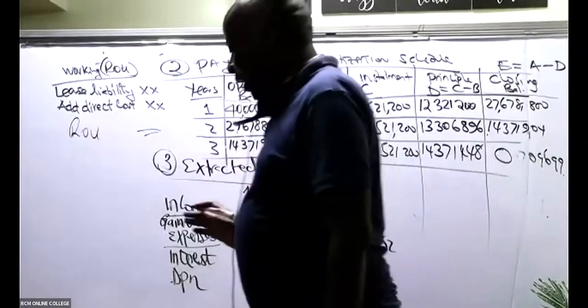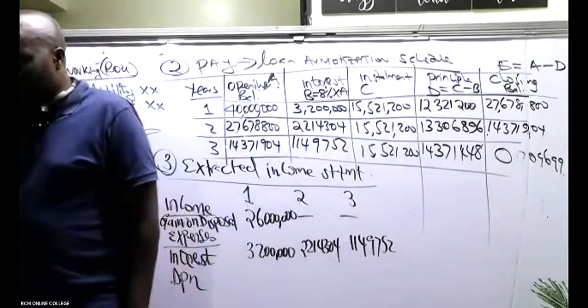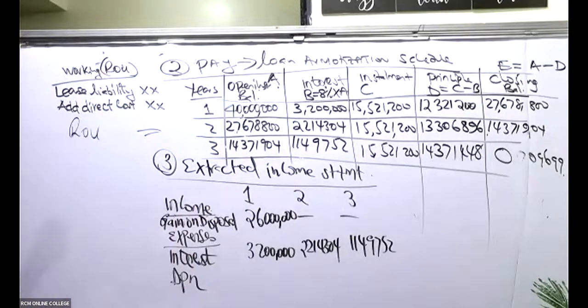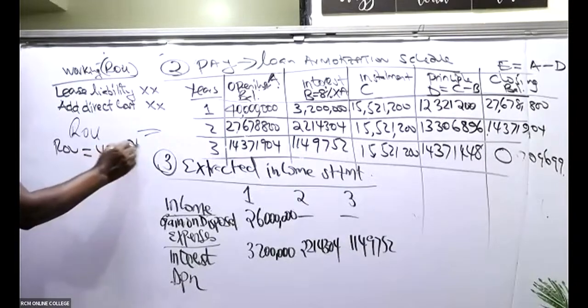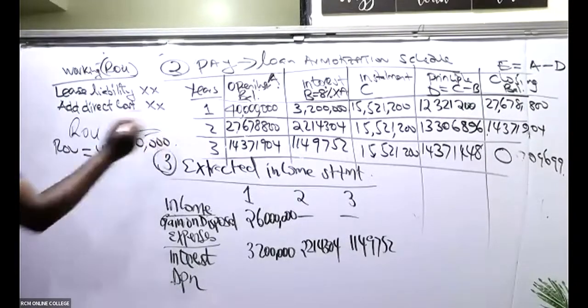So in our case, we don't have any costs given here, we don't have any additional cost given. So basically, in our case, our ROU will be exactly equal to what here? Somebody?